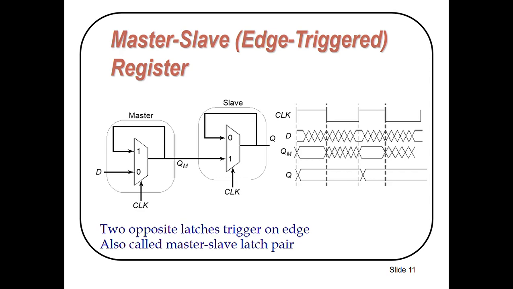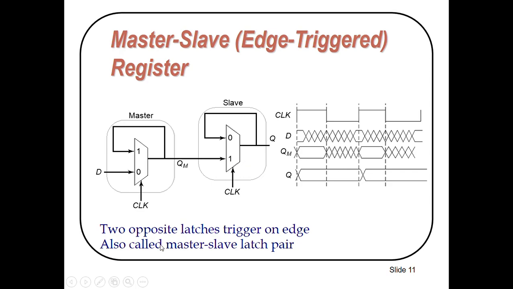Master slave, edge triggered register. Here you can see we have used multiplexers to design our master slave register. This is the master stage and this is the slave stage. When the master is transparent, the slave is in hold, and when the master is on hold, the slave is transparent.